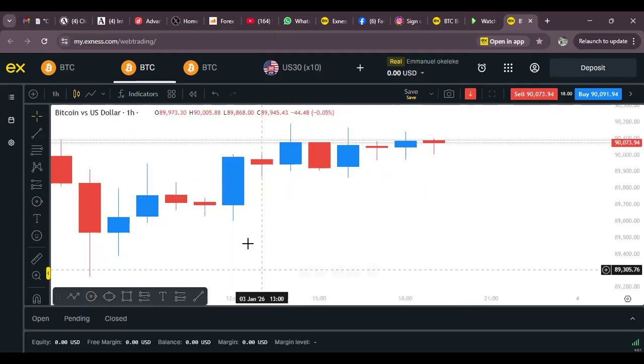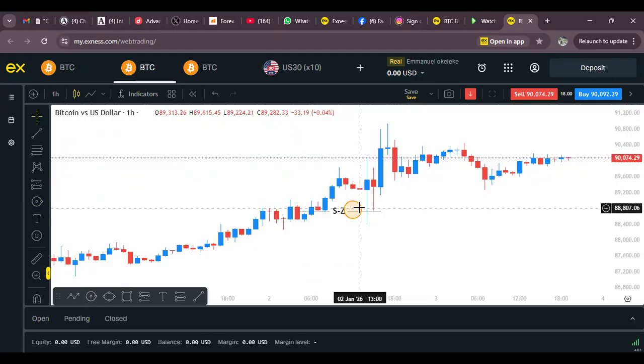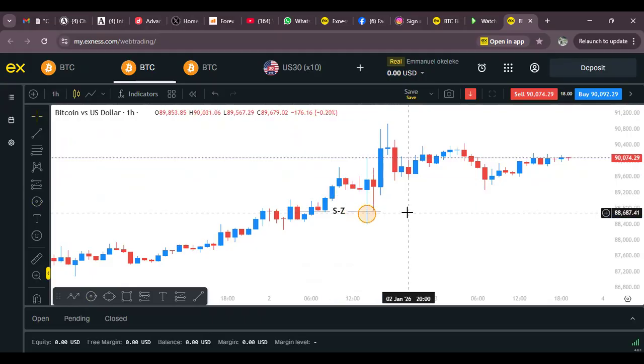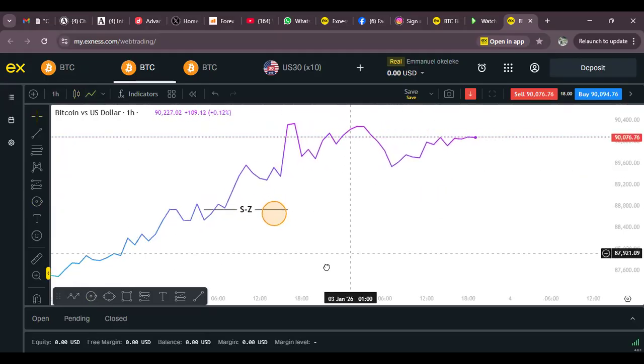Let's go to 1 hour. Let me show you something. Remember, this is where our rejection happened on 4 hours, sorry. So we look for the highest point on the 4 hour where rejection happened.